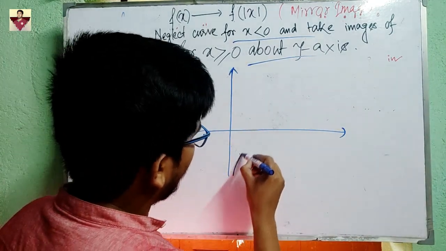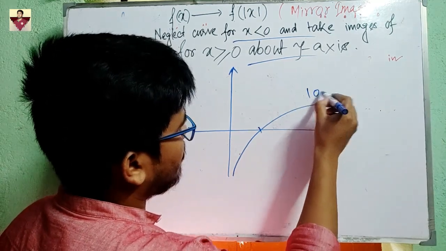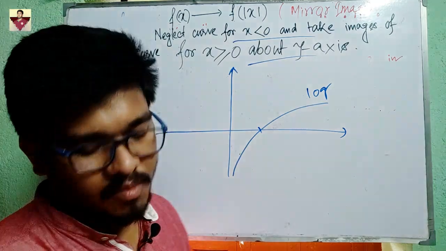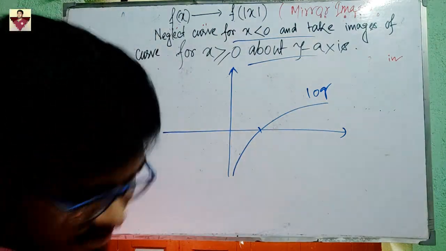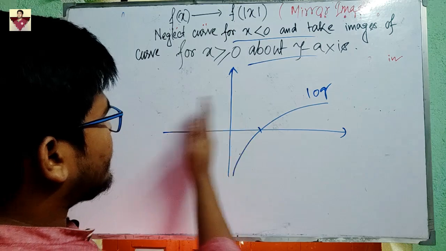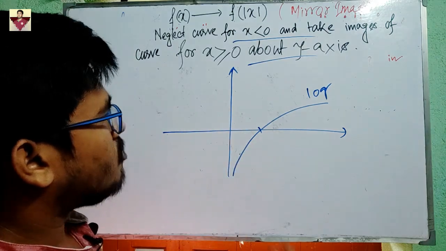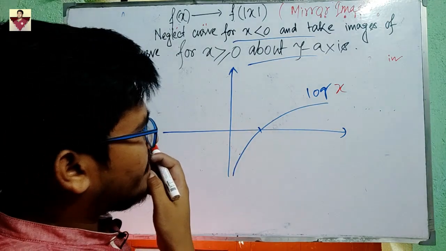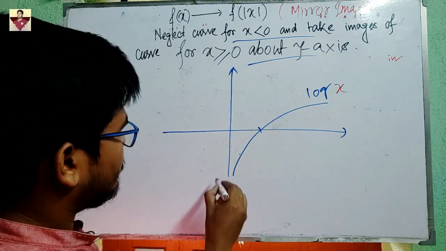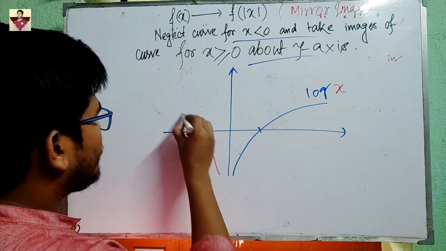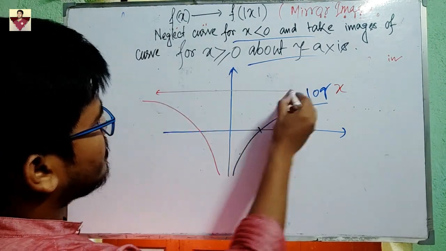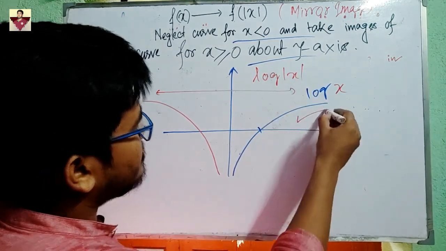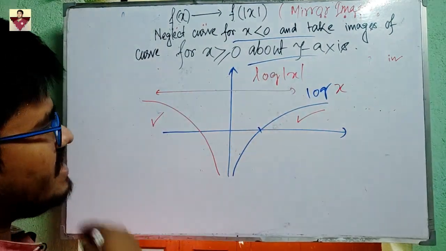If you have the graph for log x, so you know the graph for log of x. Then if you want to plot the graph for log of mod x, the whole graph will look like this. Here there is nothing on the negative side of the x-axis. All you need to do is take the image of the right side of the y-axis. So the resultant graph will look like this. This whole graph is for log of mod x. It will have this region and also this left side region.